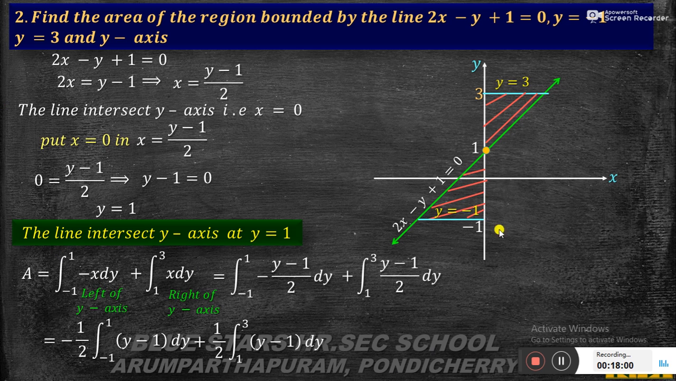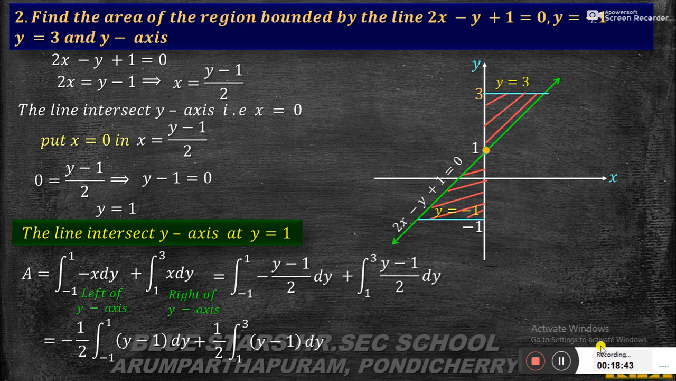So the limits are y equal to minus 1, 1 and 3. So first the integral minus 1 to plus 1, that means left of the y-axis, this is below, so minus x dy. This is above the y-axis, so the limit is 1 to 3, x dy. So therefore integral minus 1 to plus 1, minus x value, x value is y minus 1 by 2, I substitute minus of y minus 1 by 2 into dy, plus integral 1 to 3, x value is y minus 1 by 2 dy. Therefore we write it minus 1 by 2 into integral minus 1 to plus 1 y minus 1 dy plus 1 by 2 integral 1 to 3 y minus 1 dy.